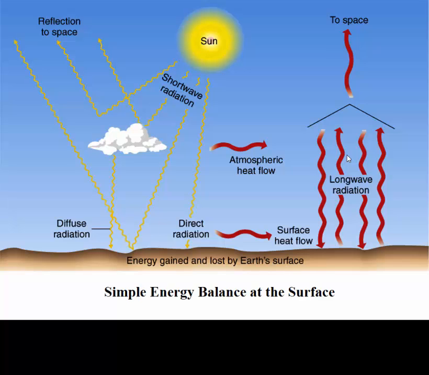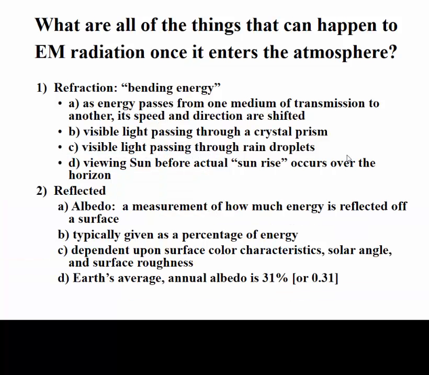And we talked about this before, all of the different things that can happen to incoming insolation in the atmosphere or at the ground. We have refraction and reflection. We have a measure called albedo, and that's the measure of reflectivity off of a surface. So it's typically given as a percentage. So the Earth's average annual albedo is 0.31 or 31%.